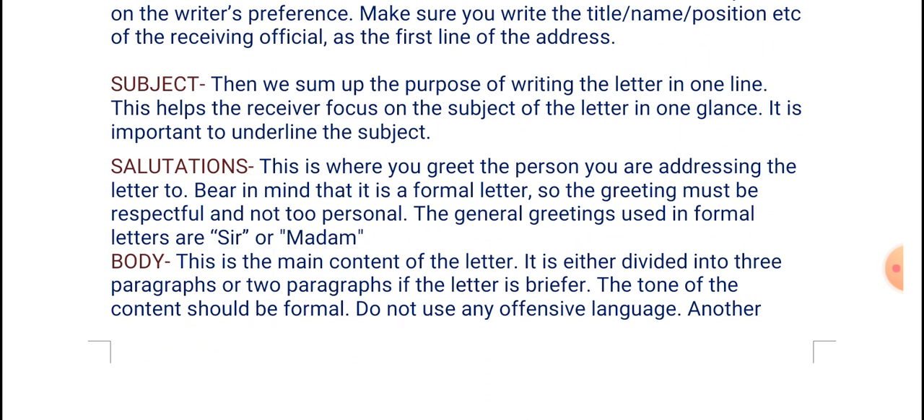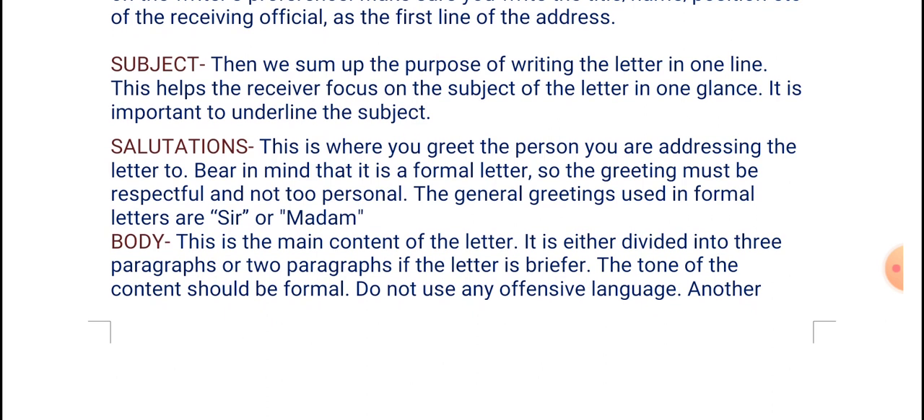Then body, this is the main content of the letter. It is either divided into 3 paragraphs or 2 paragraphs if the letter is briefer. The tone of the content should be formal, means you have to use formal language. Nothing personal should be there. Do not use any offensive language.